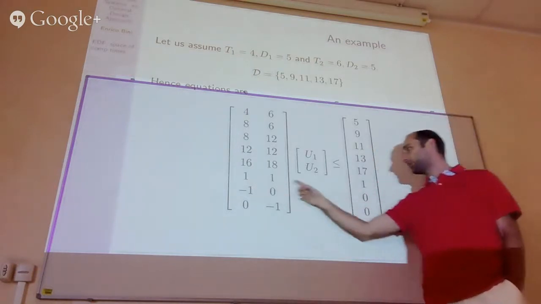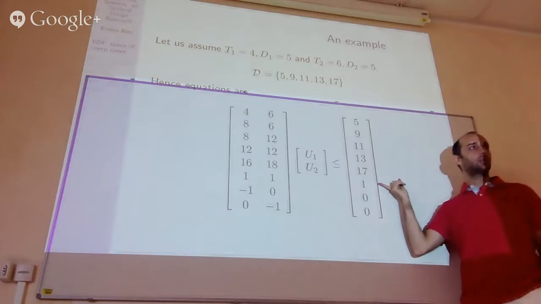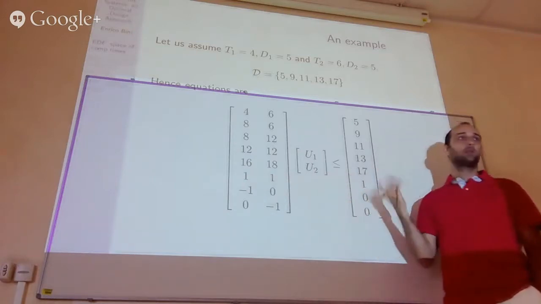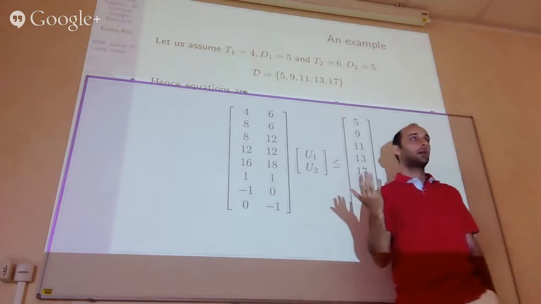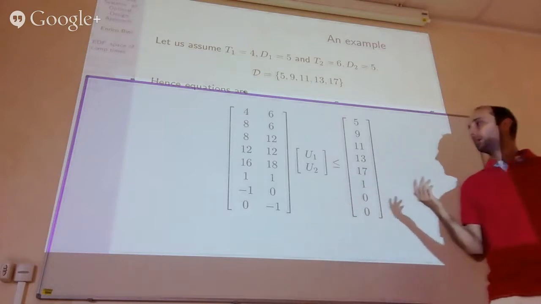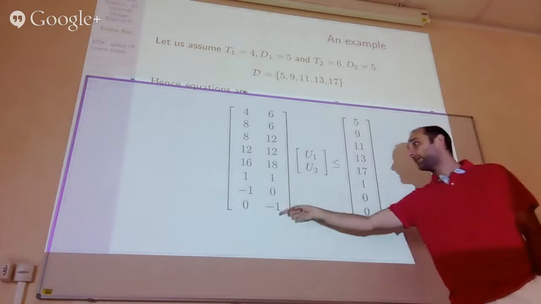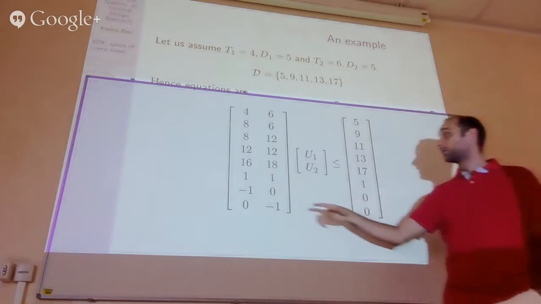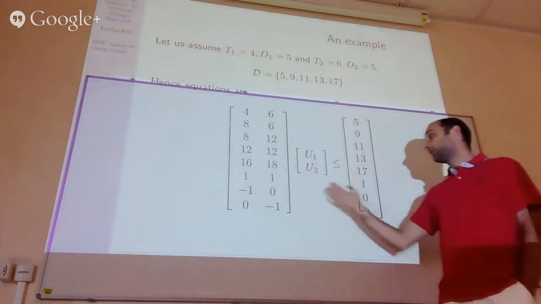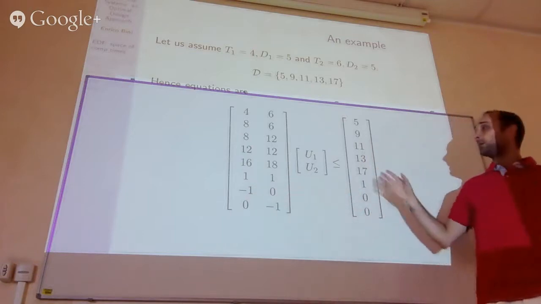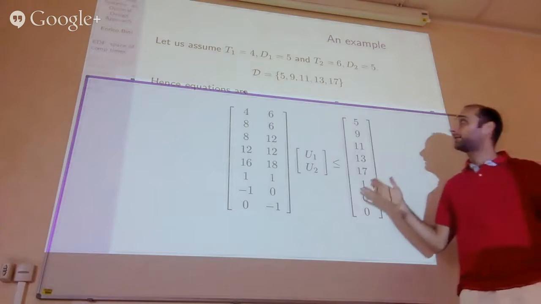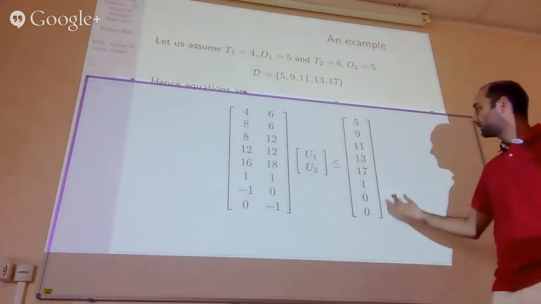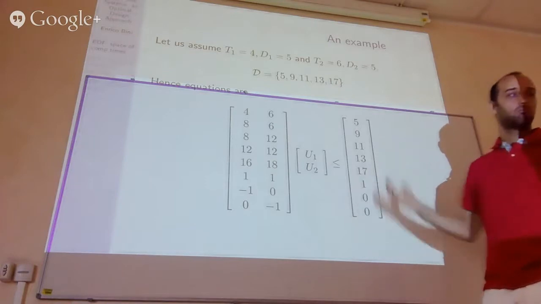Then this condition is just the total utilization less than or equal to 1, with coefficients 1, 1, which is just the necessary condition for EDF. And this very last condition is just the non-negativity of the utilizations, so you have minus 1, 0 and 0, minus 1. Just to say that you can write the space of feasible utilizations as an intersection of linear inequalities. Very easy.